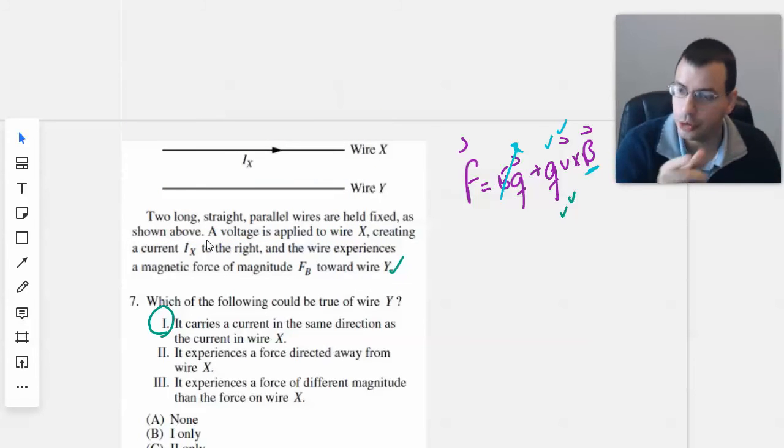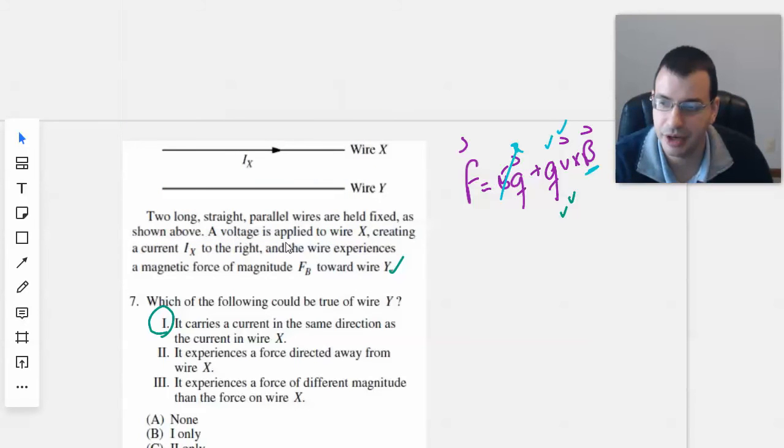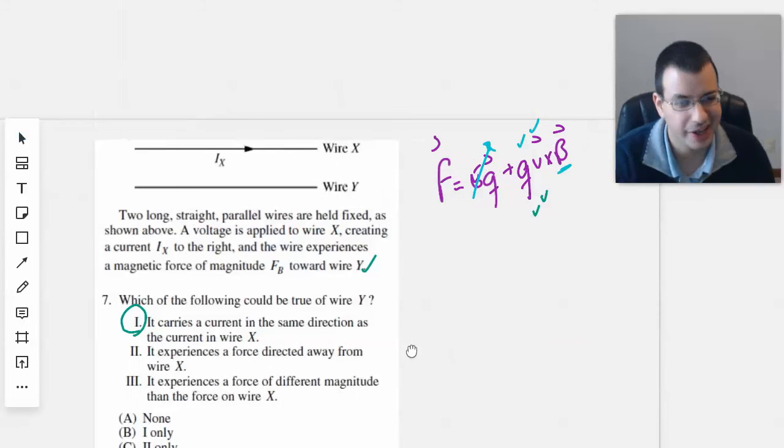Okay, so two long straight parallel wires are held fixed as above, a voltage applied to wire X creating a current, and the wire experiences a magnetic force FB towards wire Y. Which of the following can be true about wire Y? Experience a force directed away from X. Okay, so this one just doesn't make sense.